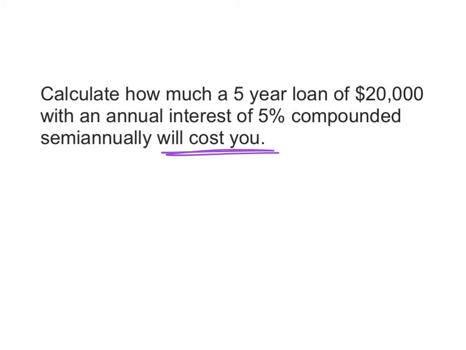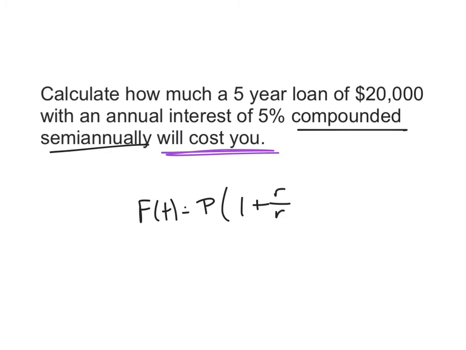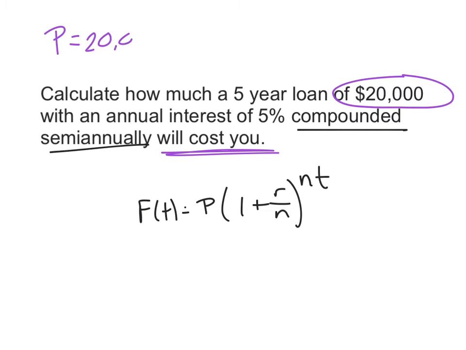So I'm going to start with my formula. Notice I see compounded right away. So I know my future amount equals my principal times 1 plus the rate over the compounding, to the compounding times time. Okay, so my principal amount is $20,000. My rate is going to be obviously 0.05. Compounded semi-annually, hopefully semi gave that away. My N is going to be 2. My time is obviously 5 years. So let's go get that future amount.